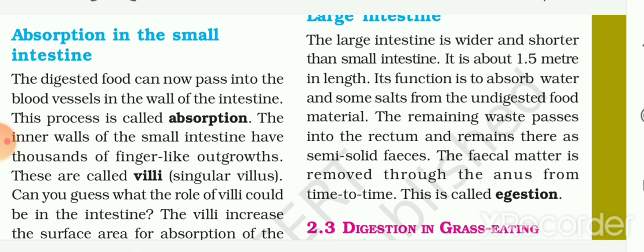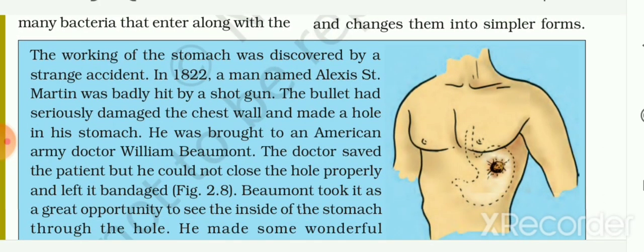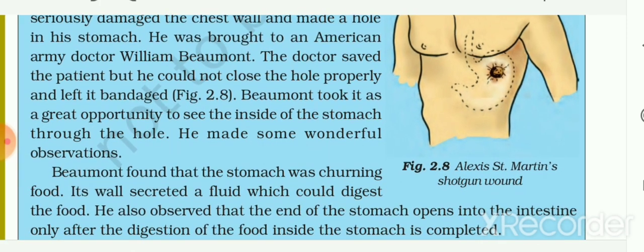So before going to the next topic, let me share some interesting facts. Here it is given that the working of the stomach was discovered by a strange accident. In 1822, a man named Alexis Saint Martin was badly hit by a shotgun. The bullet had seriously damaged his chest wall and made a hole in his stomach. He was brought to an American army doctor, William Beaumont. The doctor saved the patient, but he could not close the hole properly and left it bandaged. Here in the figure it is shown to you.